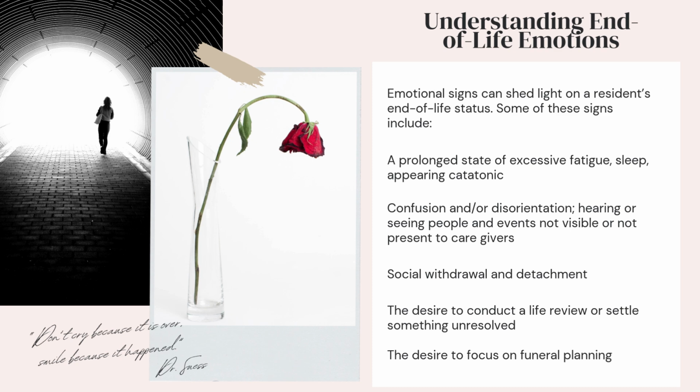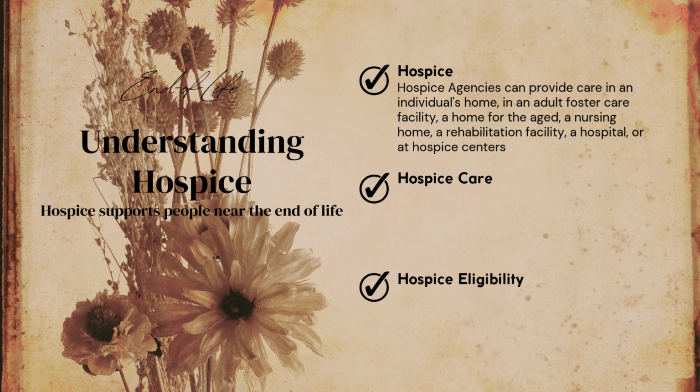Let's discuss hospice in more detail. Hospice supports people near the end of life. Hospice agencies can provide care in an individual's home, in an adult foster care facility, a home for the aged, a nursing home, a rehabilitation facility, a hospital, or at hospice centers.